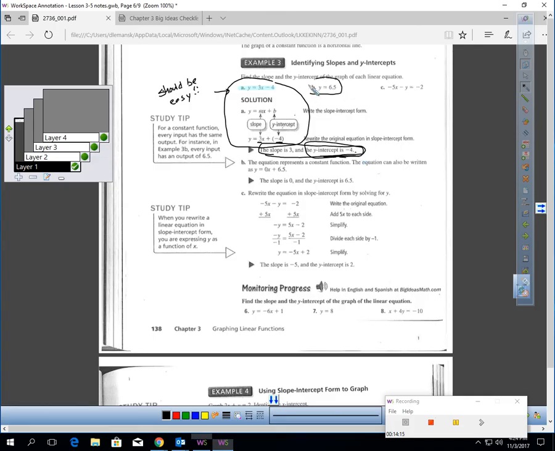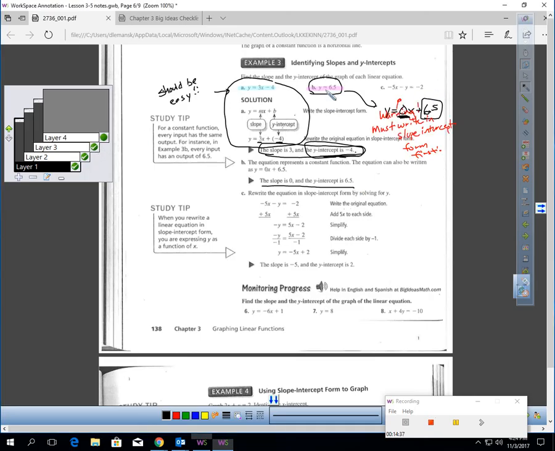This question, part B, is like saying y would equal 0x plus 6.5. So you notice the slope is 0 and the y-intercept is at 6.5. That's what they're telling you here.